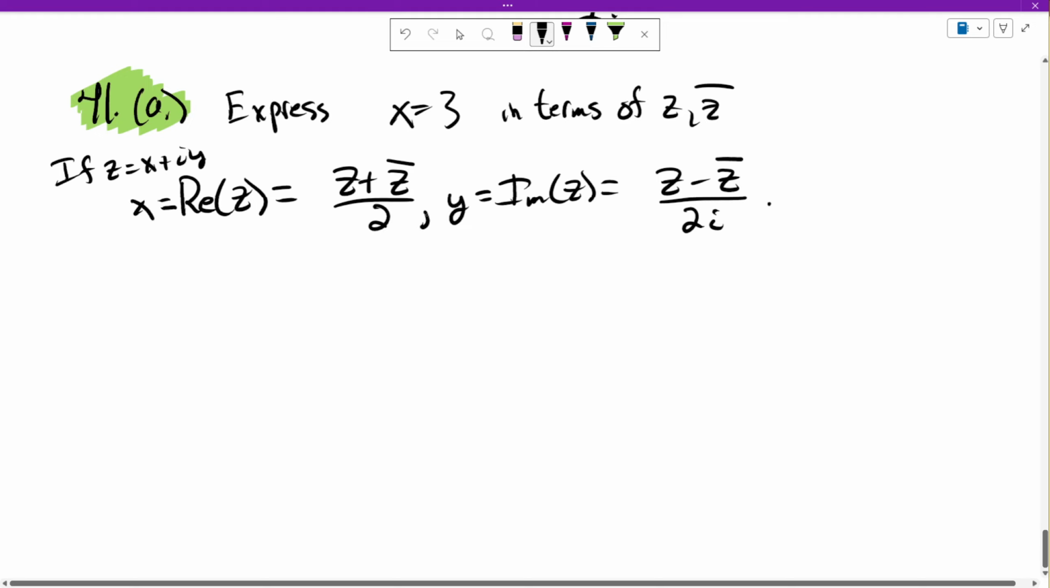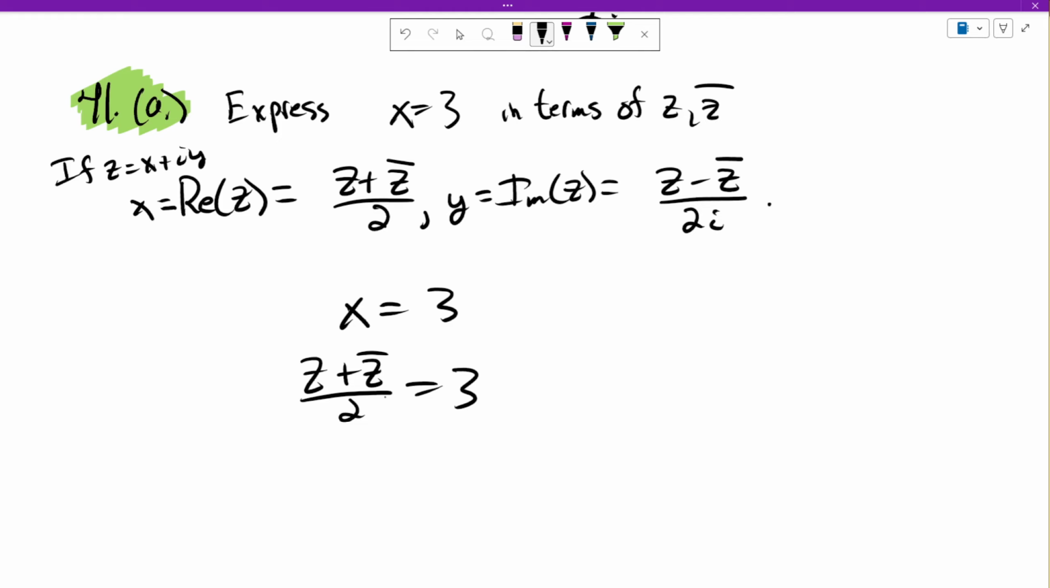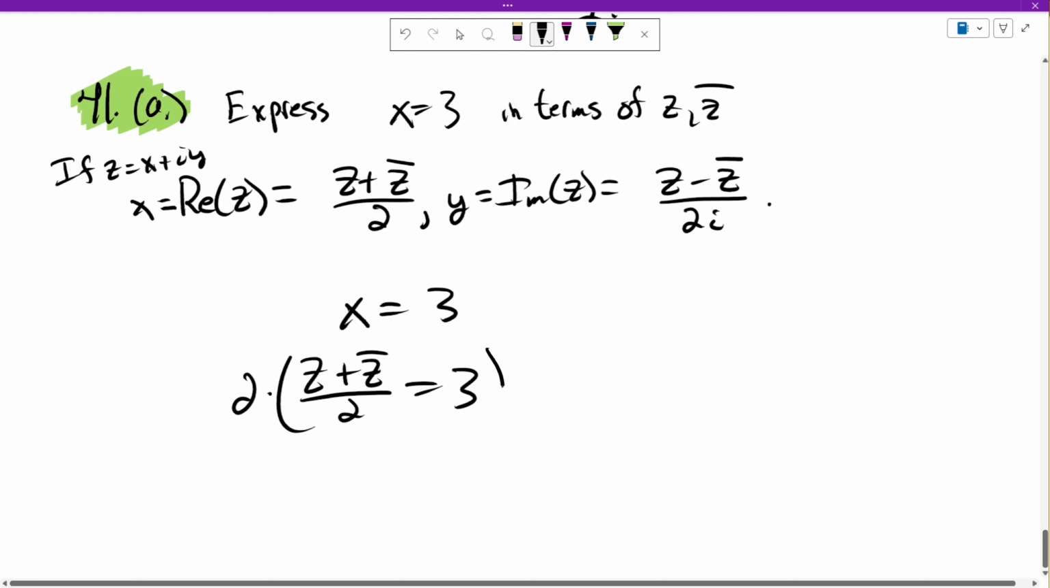And so in other words, in order to express this as an equation involving z and z bar, we're just going to plug in x is z plus z bar over 2. So x equals 3 becomes z plus z bar over 2 is 3. And this is technically the end, but we can make it look a little bit nicer by multiplying both sides by 2. So on the left-hand side, we're going to get z plus z bar. On the right-hand side, we're going to get a 6.